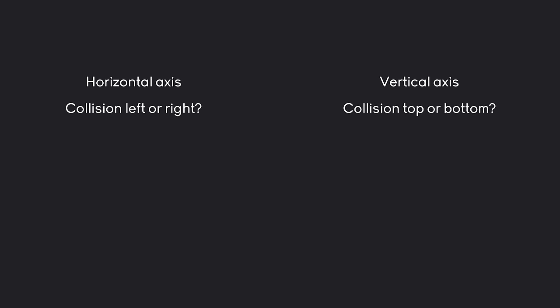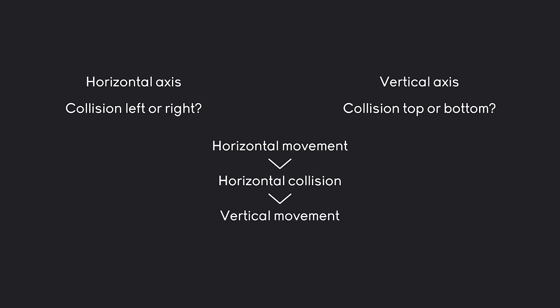And the very first thing that we can do is to separate our axis in a horizontal and a vertical axis. And this basically means that on the horizontal axis, we only have to check if the collision happened on the left or on the right. And then on the vertical, we only check if this is on the top or on the bottom. And this is going to simplify our math significantly. And basically, what we are then going to do in the game is we first do all the horizontal movement, then we are checking the horizontal collision, then we are checking the vertical movement, and then we are doing the vertical collisions.